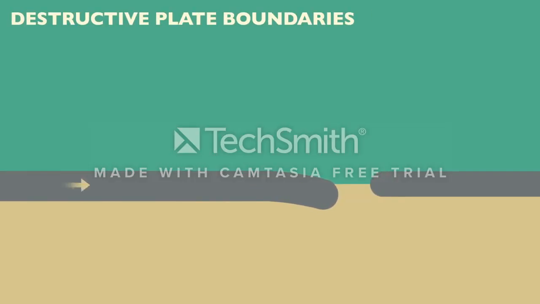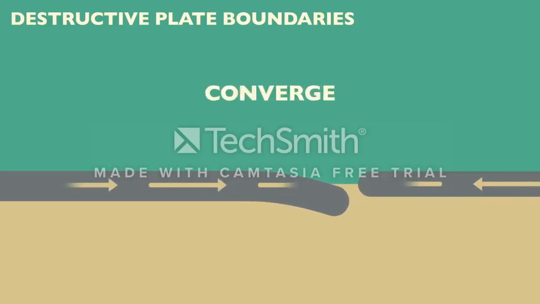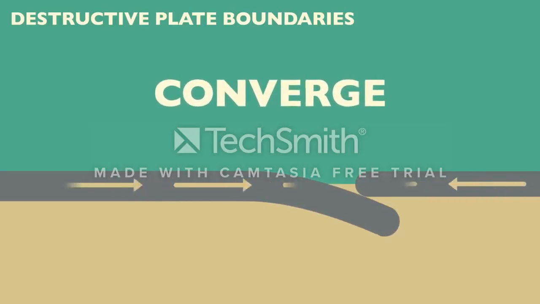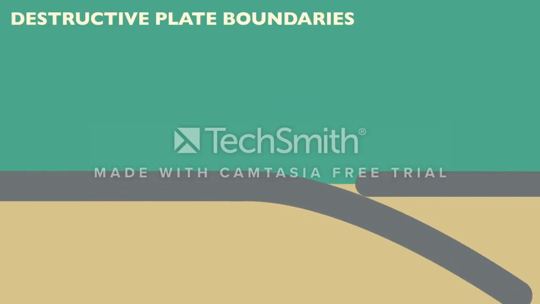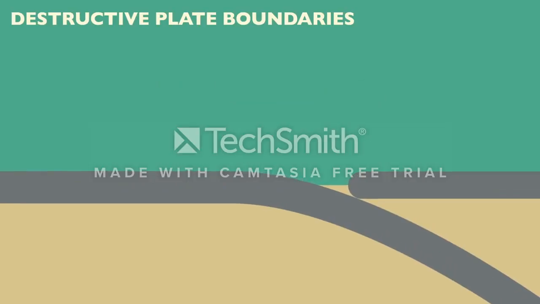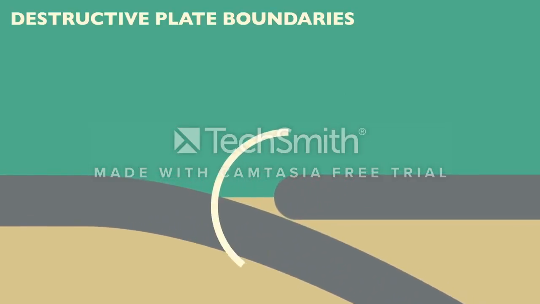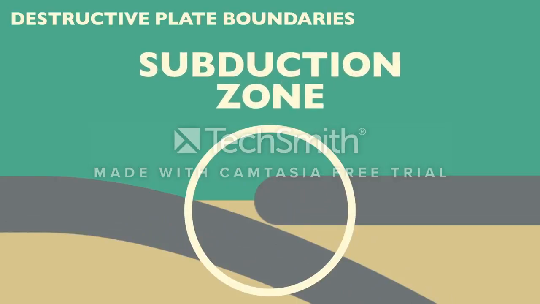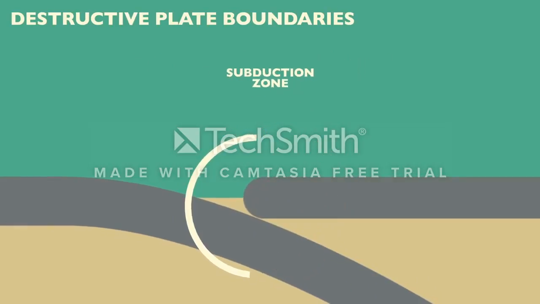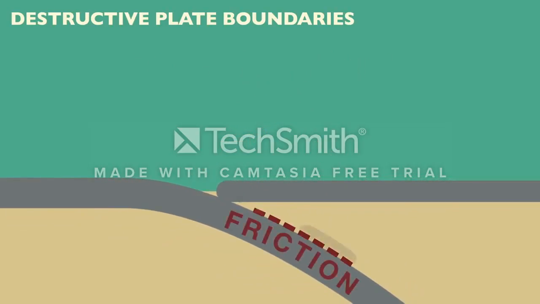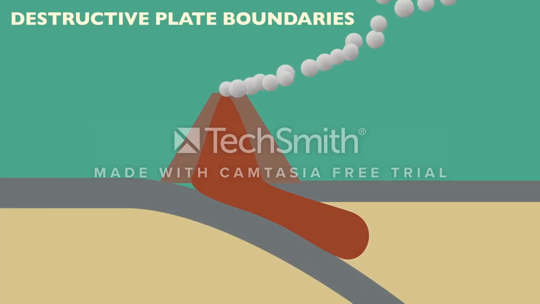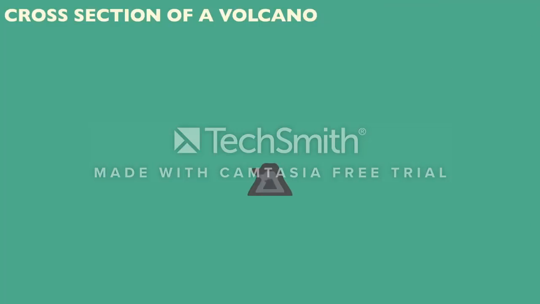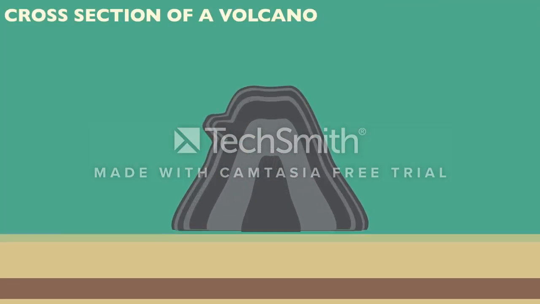At destructive plate boundaries, tectonic plates move towards one another, or converge, as the plates meet. One plate is pushed underneath the other lighter plate. The point at which one plate is forced underneath the other is called the subduction zone. Friction causes the plates to melt, becoming molten magma. The magma then forces its way up the side edge of the plate boundaries to form a volcano.